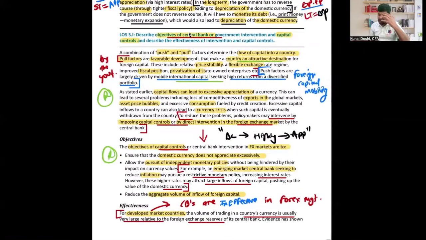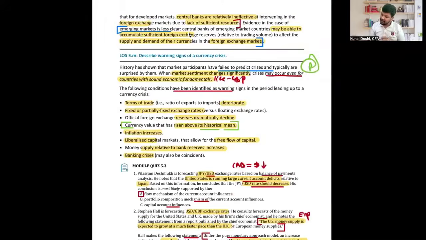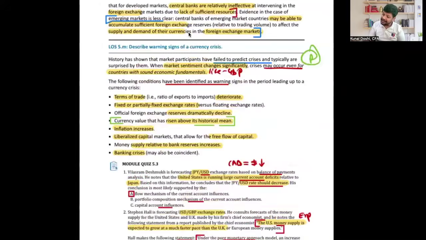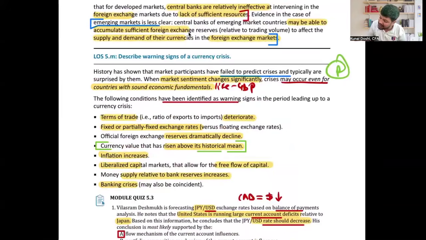Capital controls. Some countries prefer to control the capital. Why? Because they are worried about the exchange rate volatility, right? Finally, we discussed the different signs of currency crisis. Very important this. This is where we discuss what the different factors are that can lead to currency crisis.